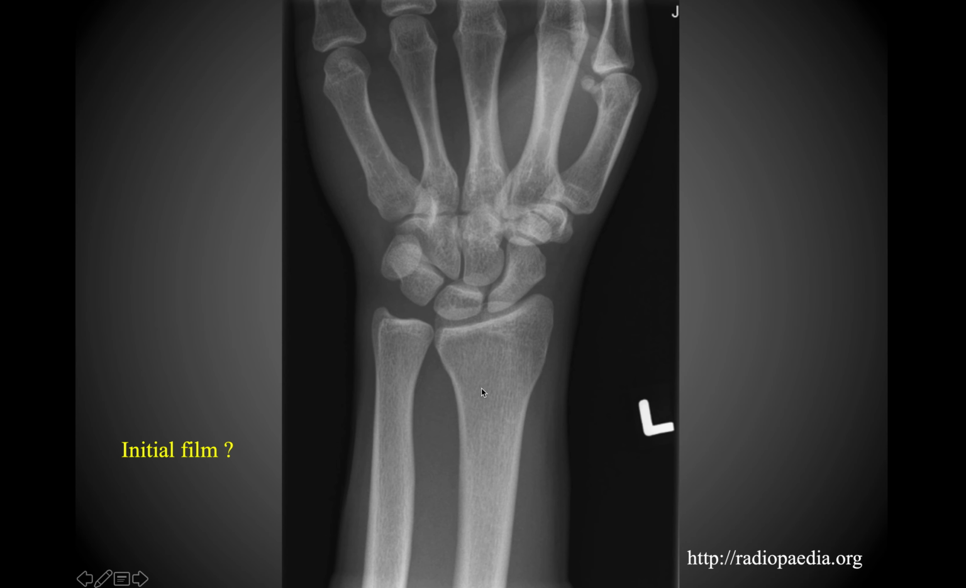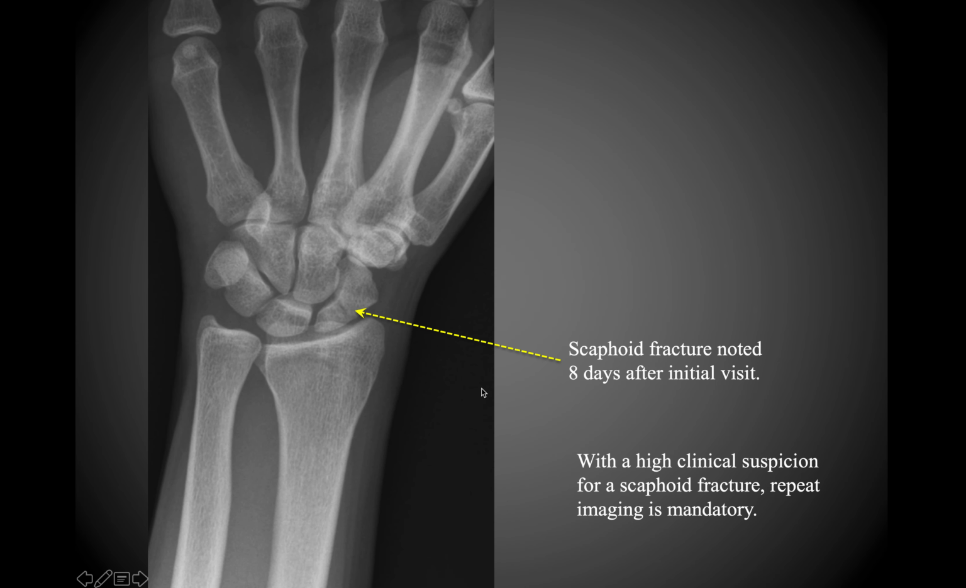So this is going to be the initial film that was taken in this individual. And again, I think if you look closely, you probably won't see any obvious evidence of any abnormality in this patient. But then on follow-up, this patient who had significant wrist pain, this was 8 days after the initial visit, you can see where they did a repeat scan, and now you're able to see a very obvious scaphoid fracture.